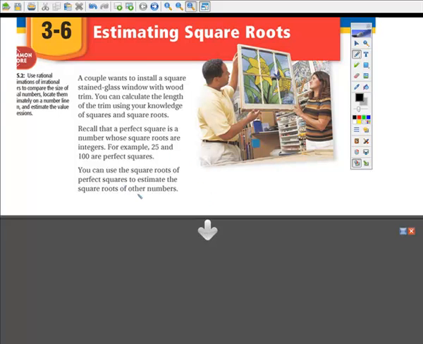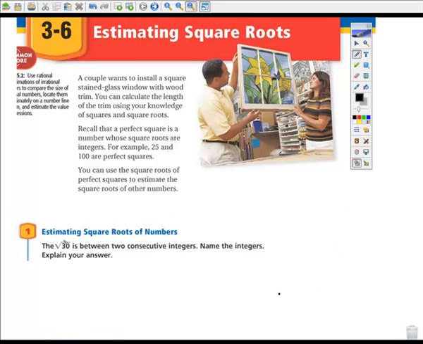But now, like I said before, we can use square roots of perfect squares to estimate the square roots of other numbers. For example, the square root of 30 is between two consecutive integers, and consecutive means one right after the other. We need to name the integers. It might help a lot if you get out the sheet that I had you make yesterday with a list of the perfect squares up through 20 squared, so up to 400 basically.